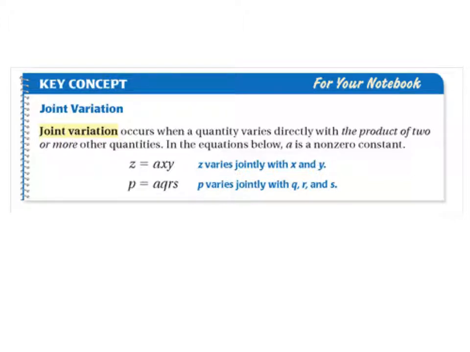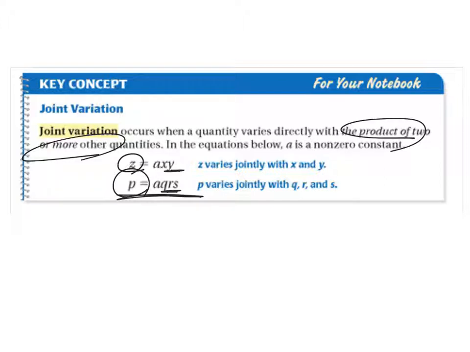Okay, a new concept. Joint variation occurs when a quantity varies directly with a product of two or more other quantities. In the equation below, A is a non-zero constant. So here we have Z varies jointly with X and Y, or P varies jointly with Q, R, and S. These are all on the ground floor, all in the numerator, and A is a non-zero constant.